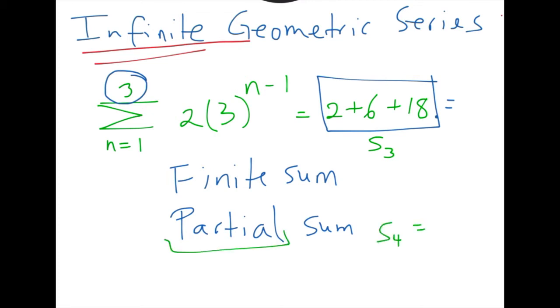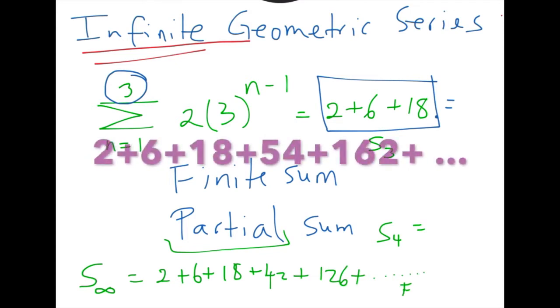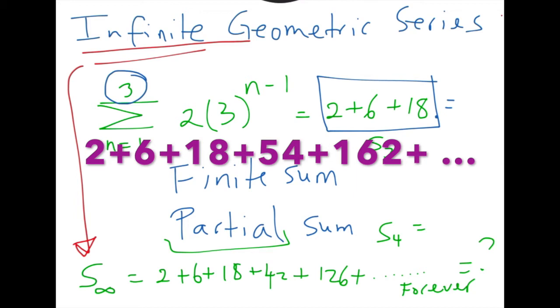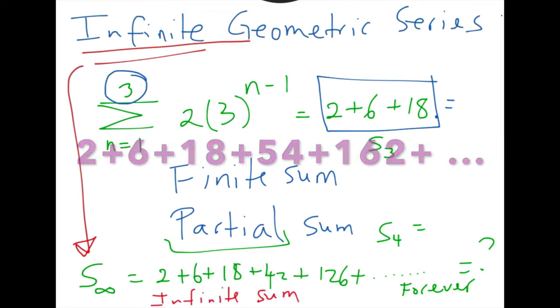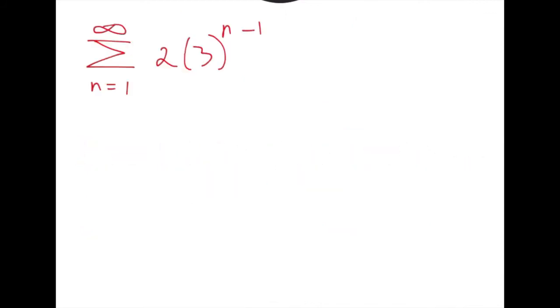But what if I say S to the infinite? That means I have 18 times 3, and keep going forever. And what is the answer? That's what the infinite geometric series is all about. So this is the infinite sum. Finite sum or partial sum, they stop somewhere after some terms, but infinite sums go forever. Now look here, I put infinity because I want it to go forever. So once I do that, there is no end to these numbers.